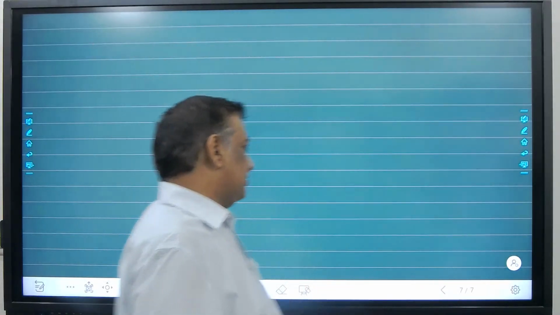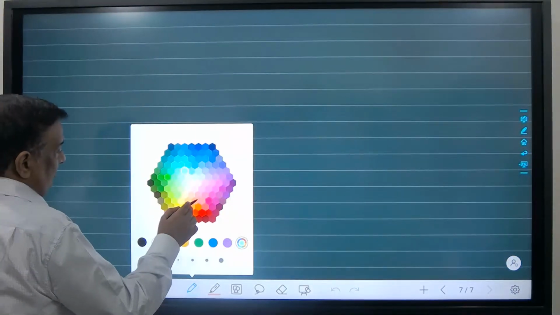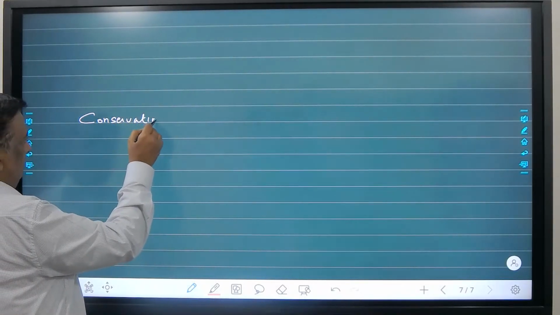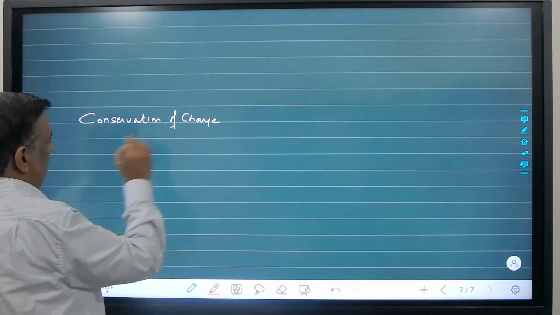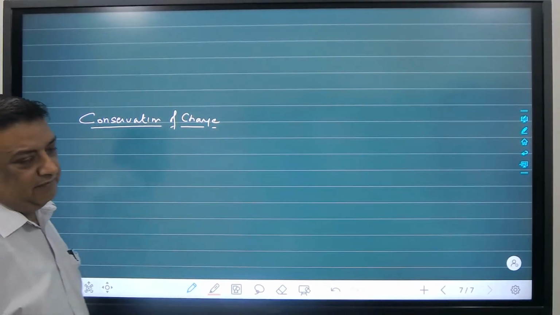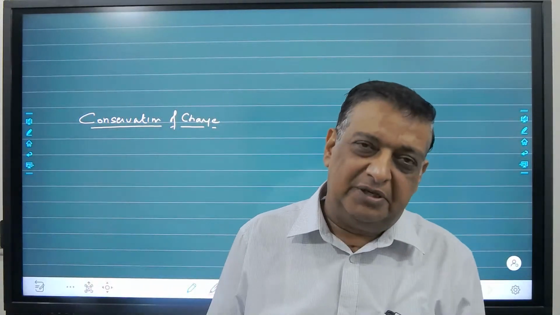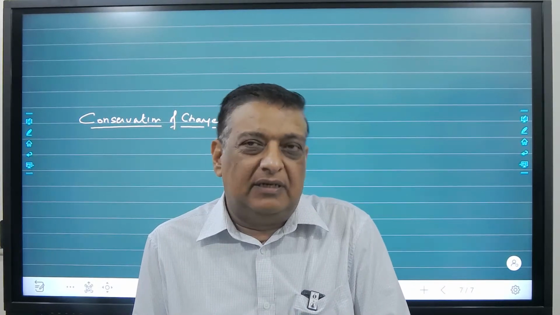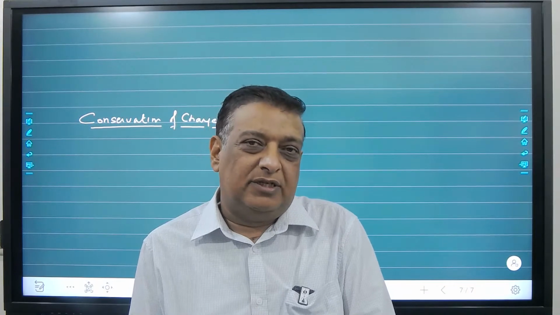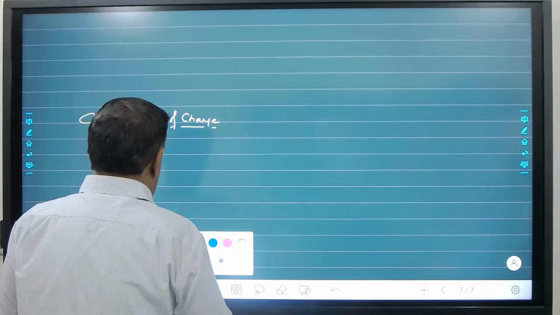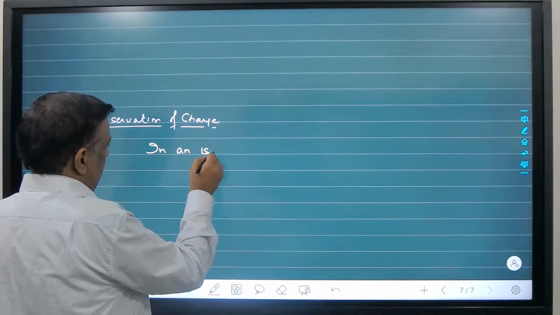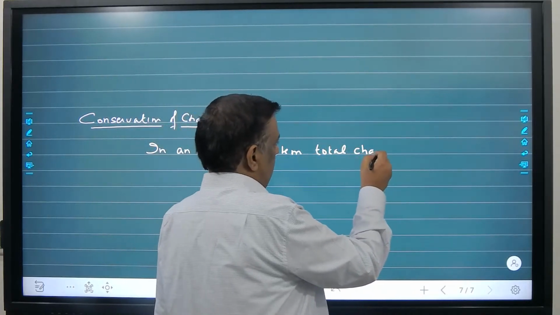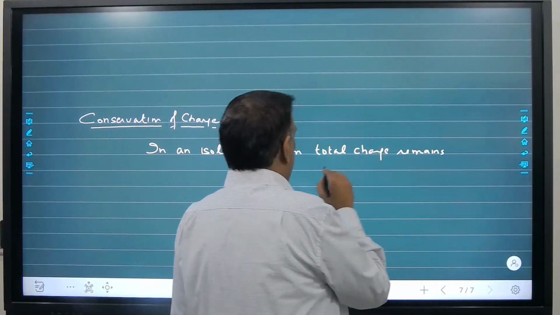Now, what do we mean by conservation of charge? The normal definition we give is that charge can neither be created nor destroyed. It can be transferred from one body to another. But the better definition is that in an isolated system, total charge always remains constant.